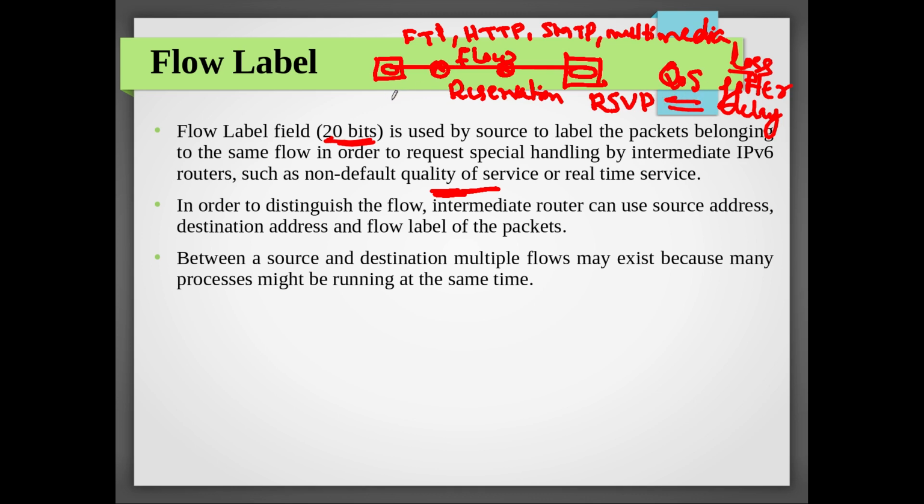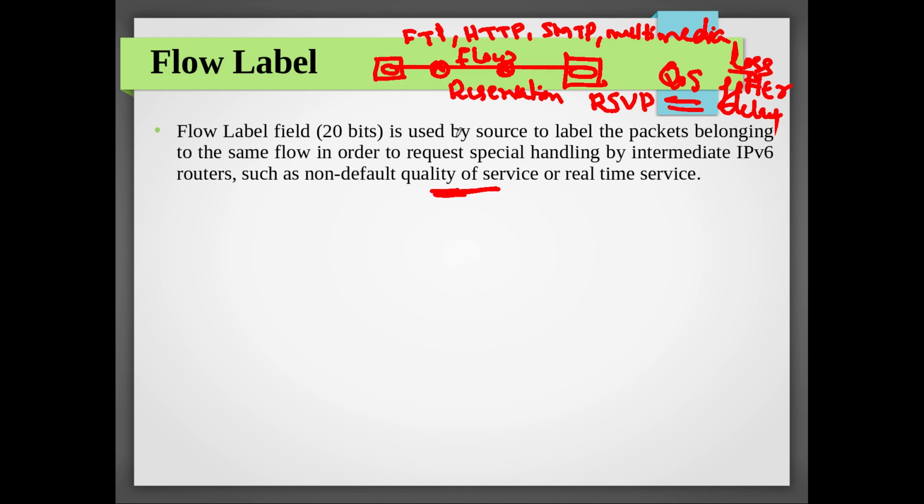Now, the flow label field is used by the source to label the packets belonging to the same flow in order to request special handling by the intermediate routers, such as non-default QoS, because it is not a default feature. If you are providing QoS, that is not something provided by the typical network; it is an additional feature. So if you want it, you have to identify the packets as part of a given flow. It is requested by real-time applications.